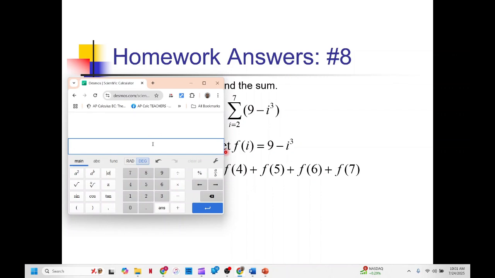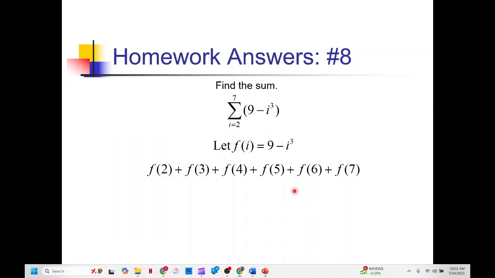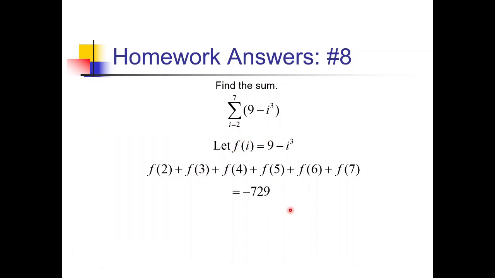So I've got f of, I wonder if I can use i. f(i) equals 9 minus i cubed. Well, I guess we'll see if this works. And then we've got, again, f(2), f(3), f(4), f(5), and then 6, and then 7. A little bit tedious, but easier than doing it by hand. So that's negative 729, apparently.